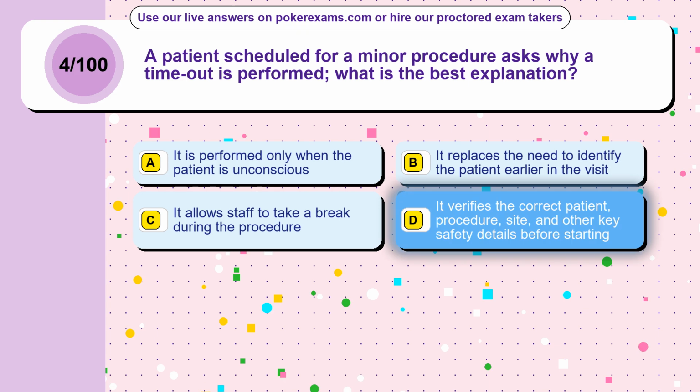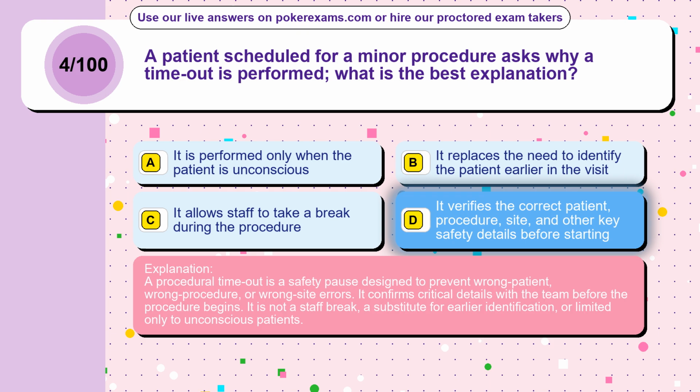The correct answer is option D. It verifies the correct patient, procedure, site, and other key safety details before starting. A procedural timeout is a safety pause designed to prevent wrong patient, wrong procedure, or wrong site errors. It confirms critical details with the team before the procedure begins. It is not a staff break, a substitute for earlier identification, or limited only to unconscious patients.